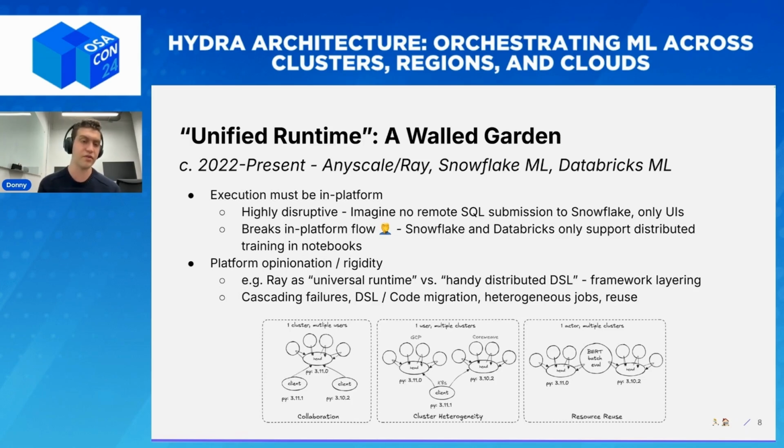But there are also other kinds of walled garden systems, like Snowflake and Databricks, which have their own ML solutions to be able to do research and production ML, but with varying pieces of the feature sets. The big downside here is that the walled garden also means that all execution has to be in platform, meaning that everything your researchers do has to be in an environment in which that runtime is enabled. So you need to be SSH'd into your Ray cluster or have a special IDE extension to connect into the Ray cluster.